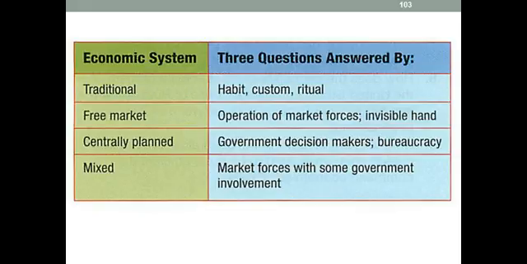So, economic systems, just to wrap everything up and give you a real quick play-by-play of how these things work. Traditional, the three questions are answered by habit, custom, and ritual. In a free market, operation of market forces prevail, and you have the invisible hand. Centrally planned, you have government decision makers and a large bureaucracy. In the mixed, we have market forces with some government involvement. Feel free to pause that, write that down. That's important.